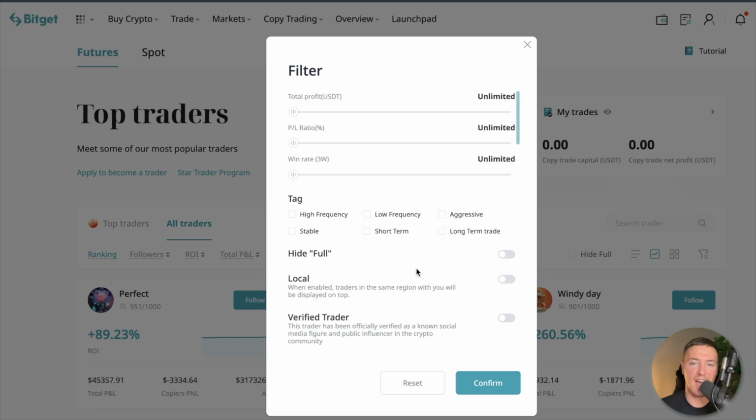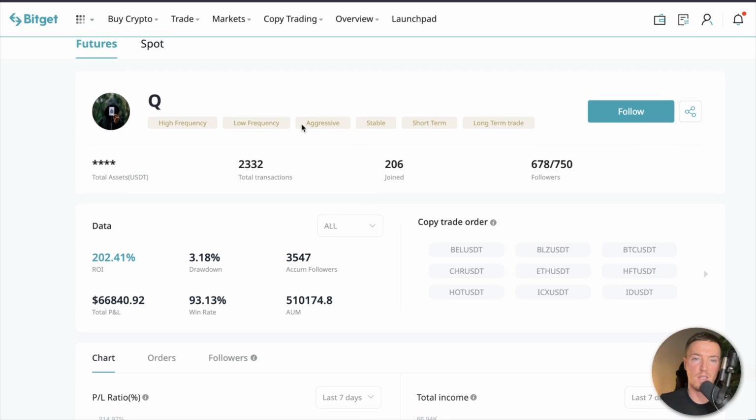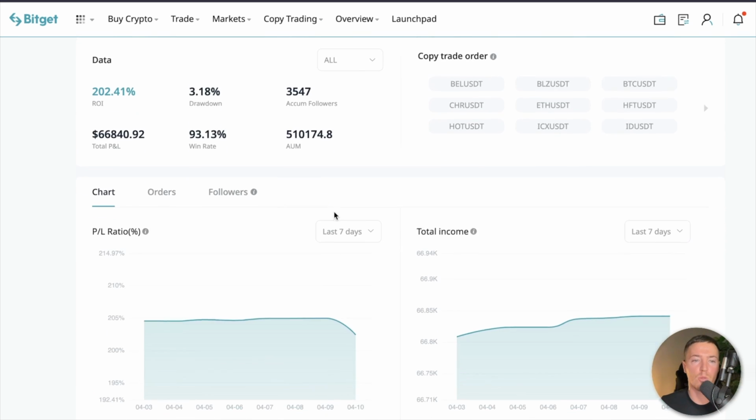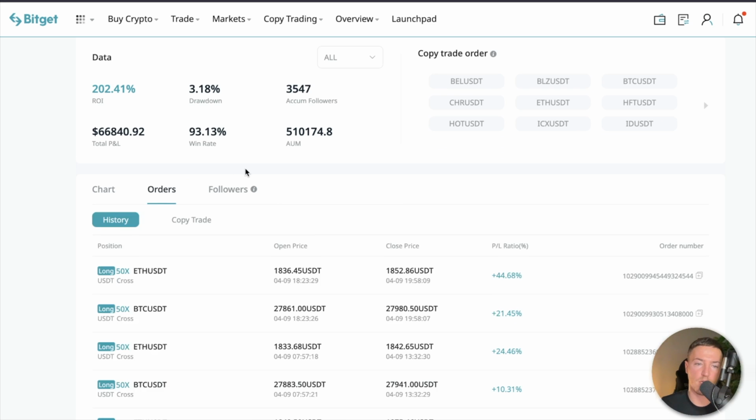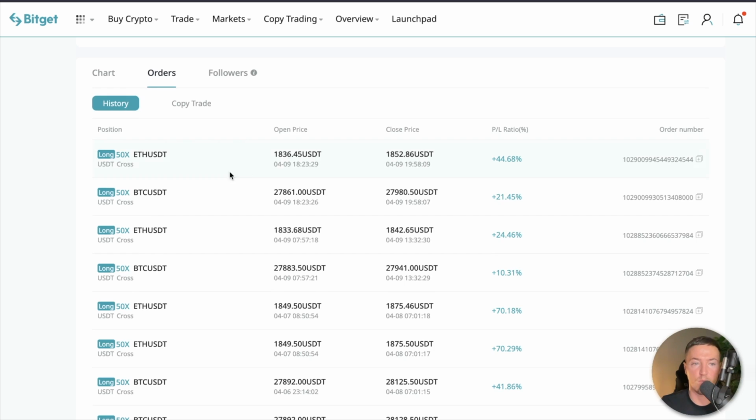So to find a higher risk trader, we're going to go with aggressive and high frequency trading. Let's have a look at this. So we're going to go with Q, this trader here, aggressive, stable, high frequency, low frequency. But if we come down to here to orders, we can see how they trade, the history. So the latest trades they've made is 50x leverage long positions on Ethereum and Bitcoin.